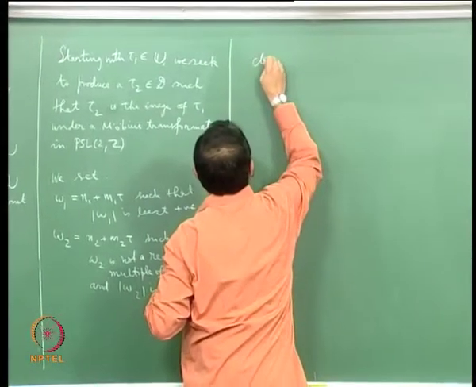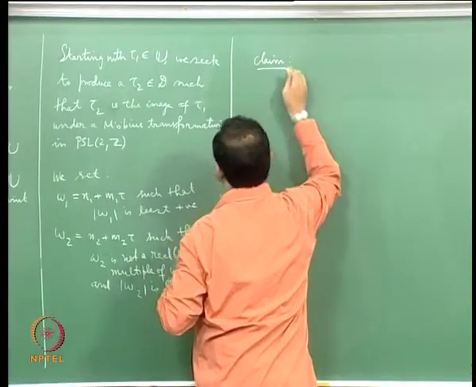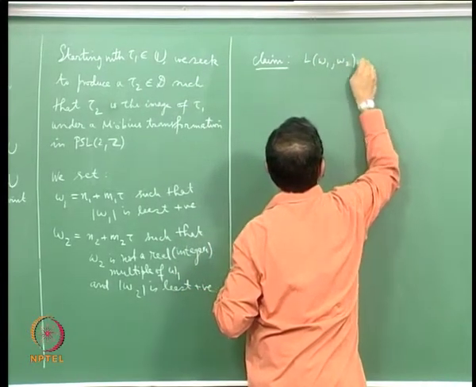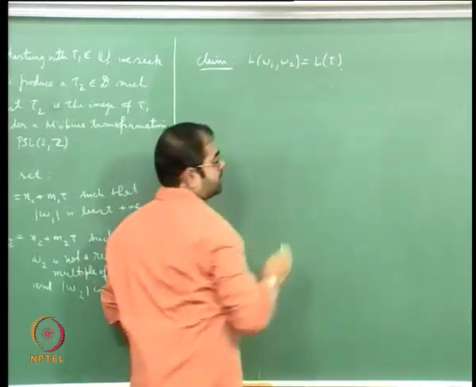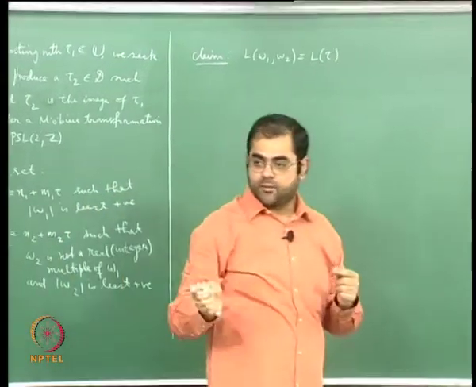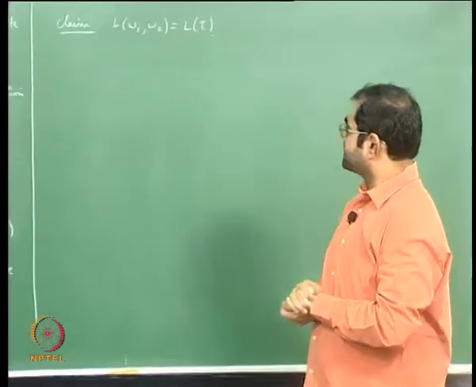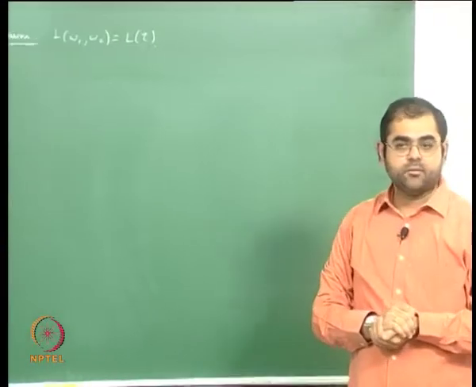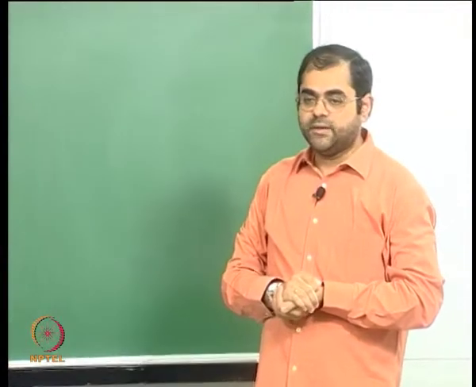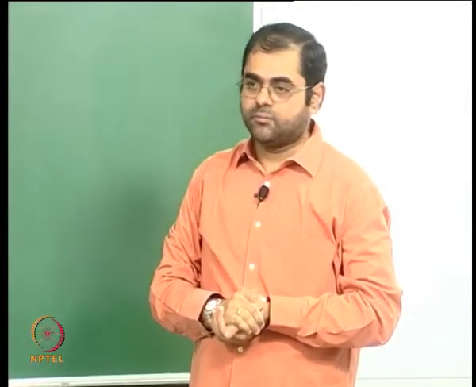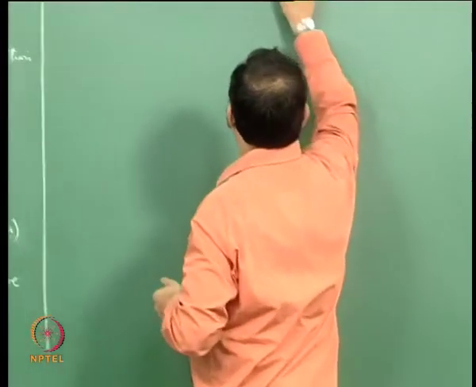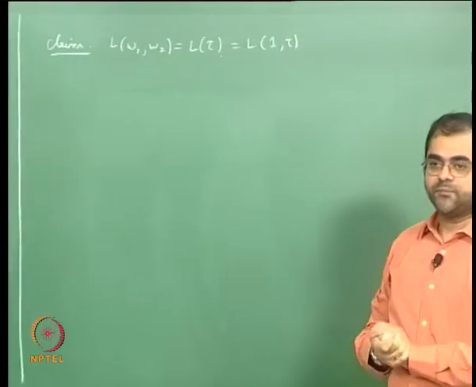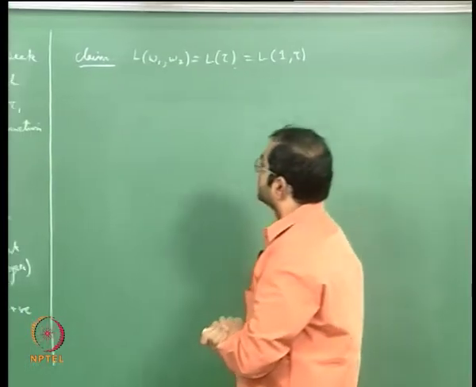So the first claim is that the lattice generated by omega 1 and omega 2 is actually the lattice generated by 1 and tau. Of course L tau is the lattice generated by 1 and tau. So if you take all integer linear combinations of omega 1 and omega 2, you will get all integer linear combinations of 1 and tau. Okay, so how does one prove this?